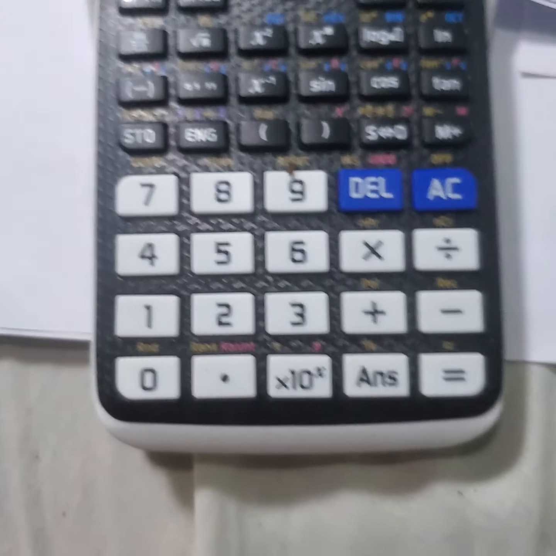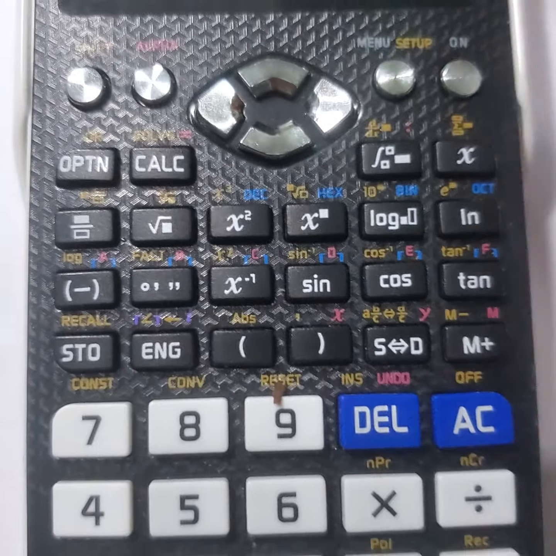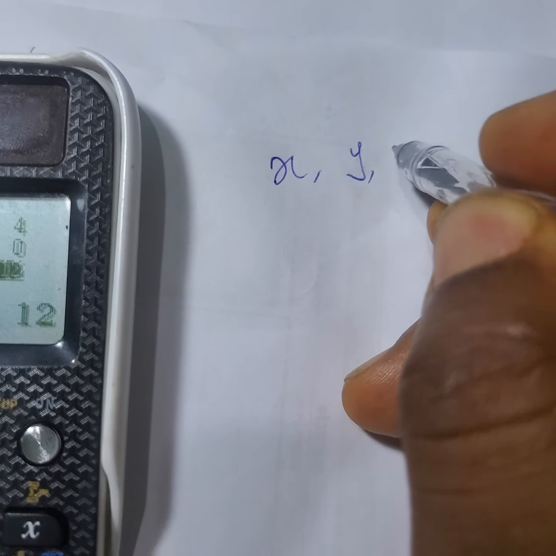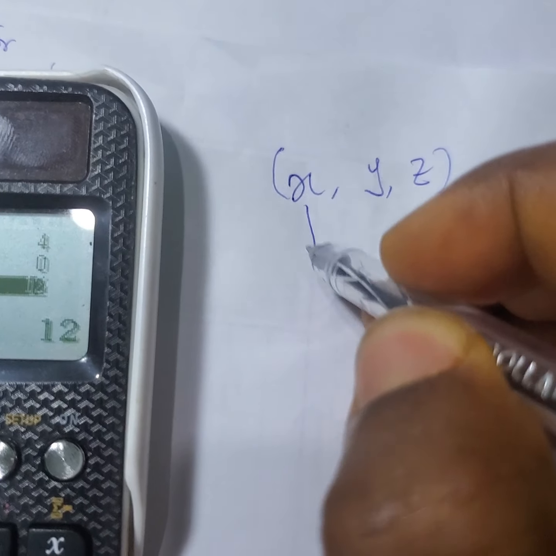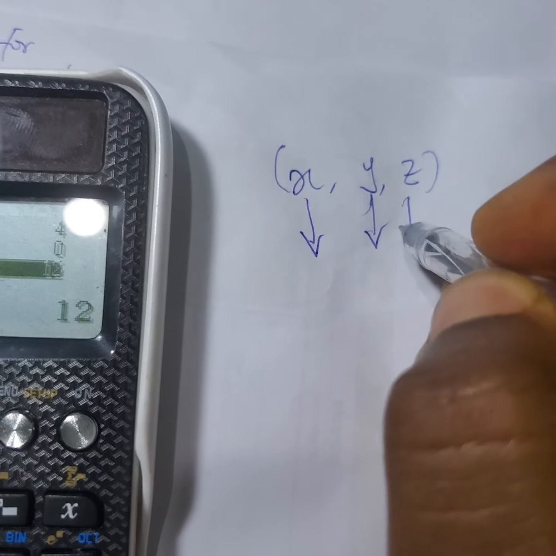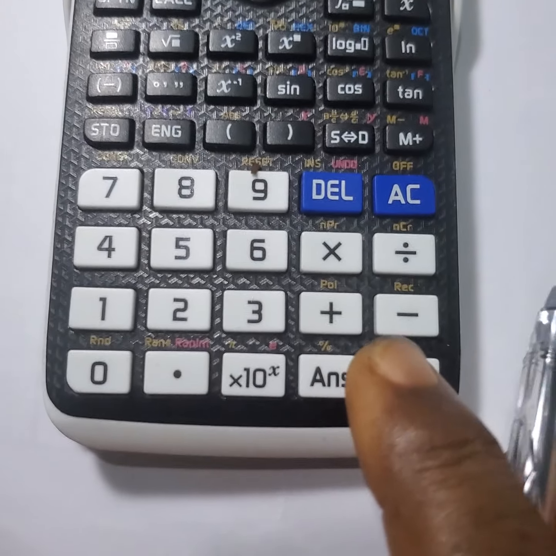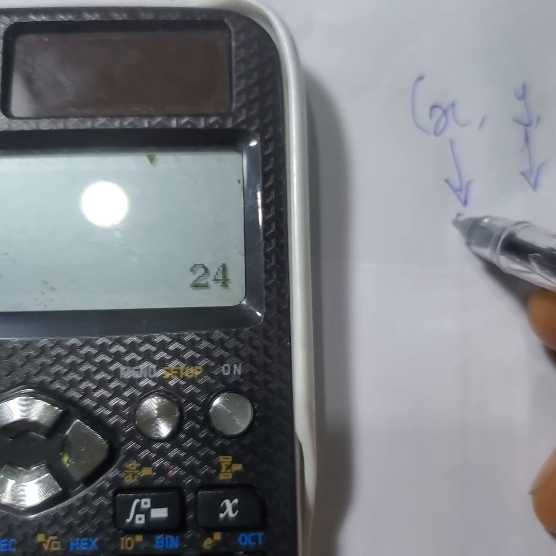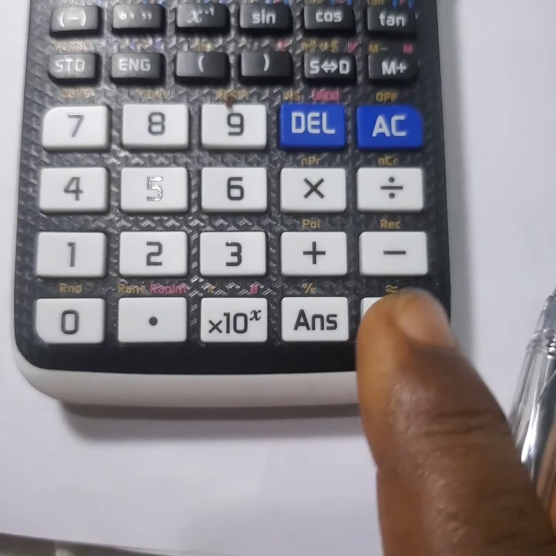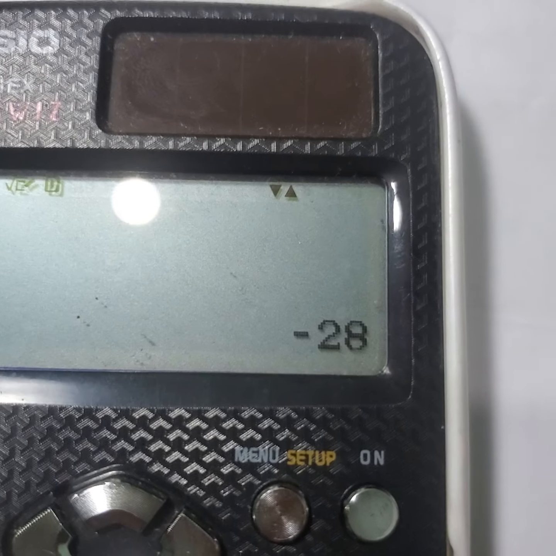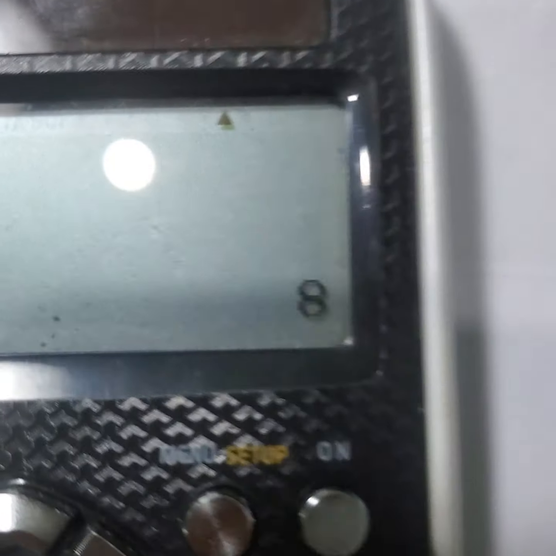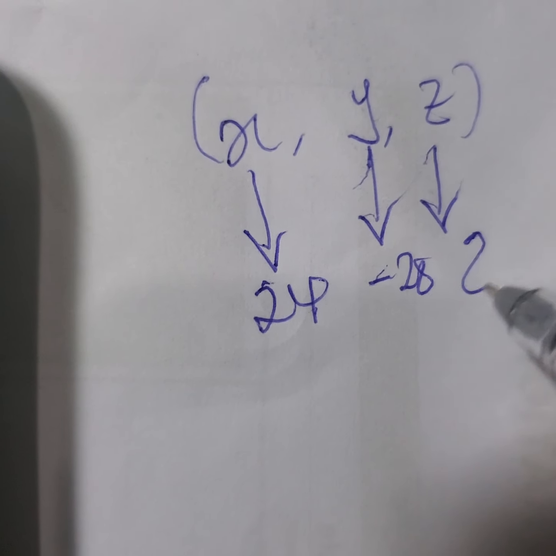Now, after you have done all the entries, to get the solution for variables x, y, and z, what I will do, I want to supply all the values down. So what you do, just press equal to and check what the calculator is saying. It says that variable x is 24. Again, you press equal to, then I have the variable y to be minus 28. Then you press equal to again. I have 8 on my calculator, so variable z is equal to 8.